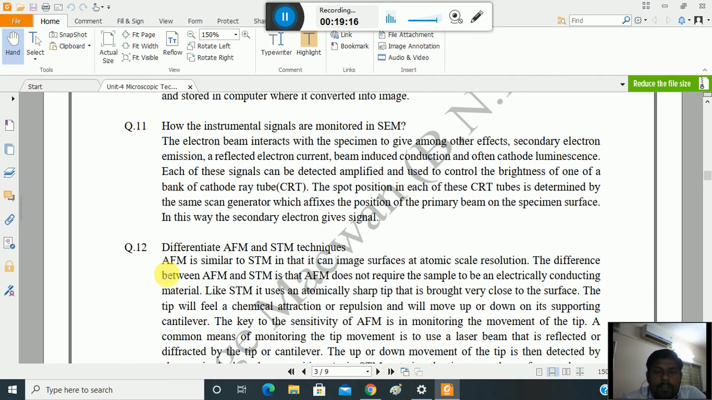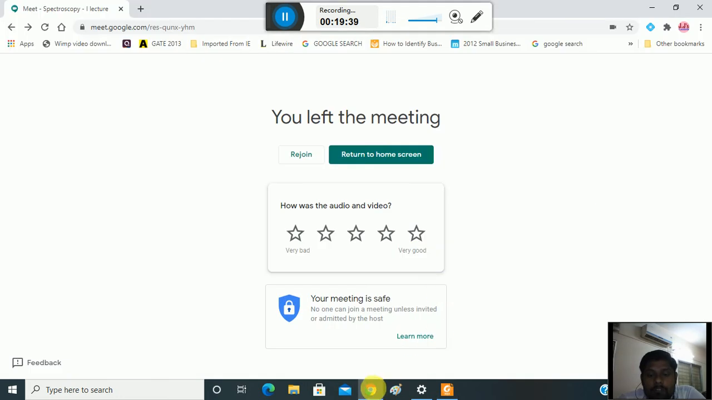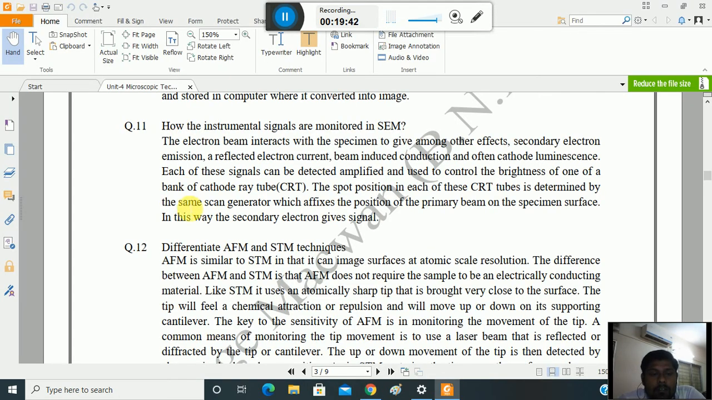How the instrumental signals are monitored in SEM. The electron beam interacts with the specimen to give, among other effects, secondary electron emission, reflected electron current, beam induced conduction, and often cathodoluminescence. By all these ways, the signals are monitored. Each of these signals can be detected, amplified, and used to control the brightness of one of a bank of cathode ray tubes. The spot position in each of the CRT tubes is determined by the same scan generator, which fixes the position of the primary beam on the specimen surface.